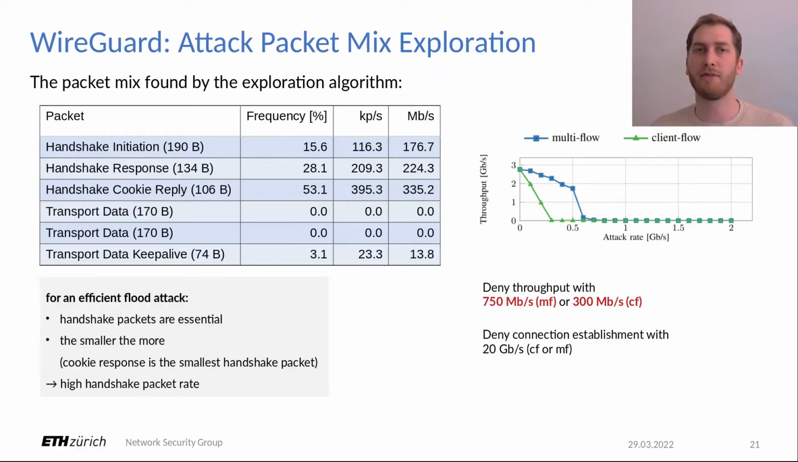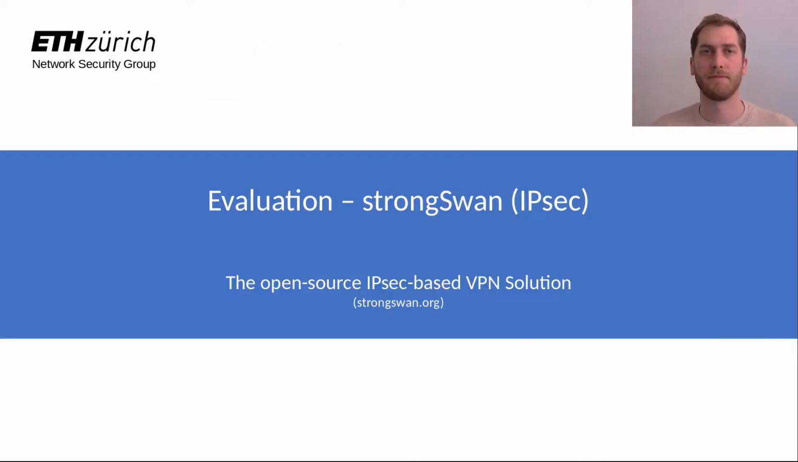The mix clearly favors Handshake packets over data packets. Especially interesting is that the cookie response packet seems to be the most important packet in the mix. Since the cookie response packet is the smallest Handshake packet, this indicates that the Handshake packet rate is a significant factor of this attack's effectiveness.